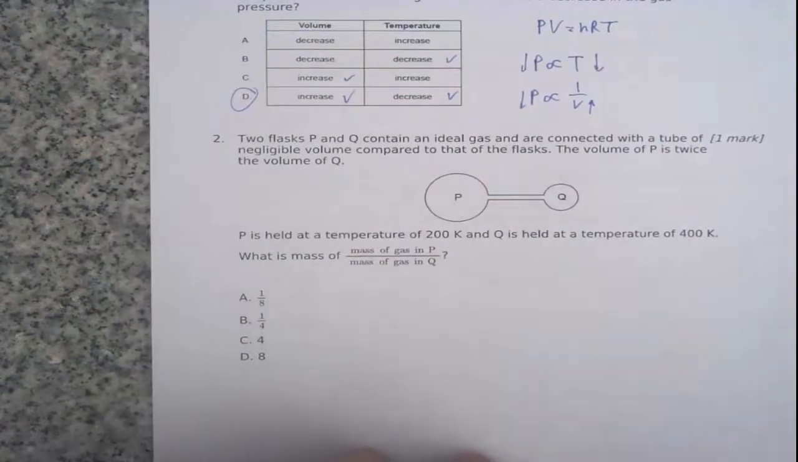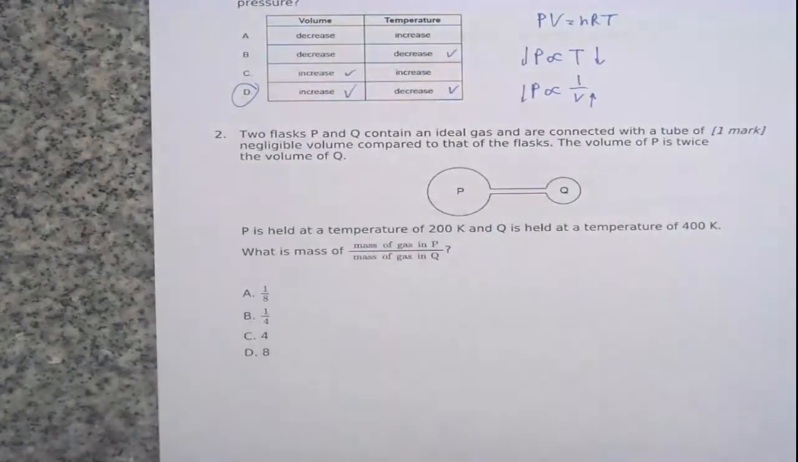The next one says that we have two flasks, P and Q, containing an ideal gas and connected with a tube of negligible volume compared to that of the flasks. The volume of P is twice the volume of Q. P is held at a temperature of 200 Kelvin and Q is held at a temperature of 400 Kelvin. What is the ratio between the masses of P and Q that we're looking for?